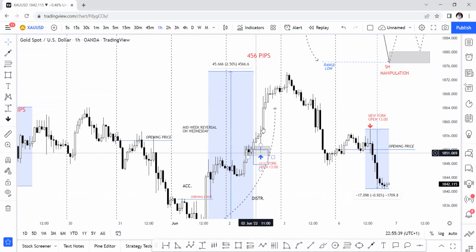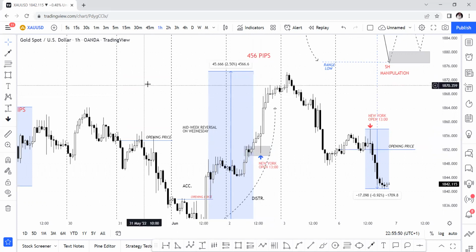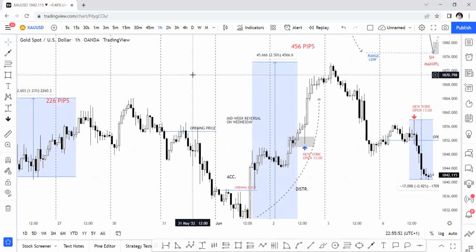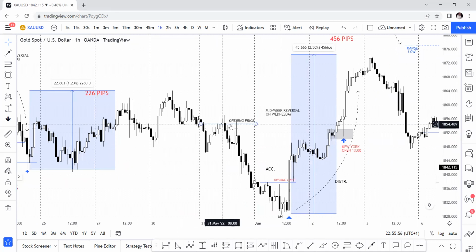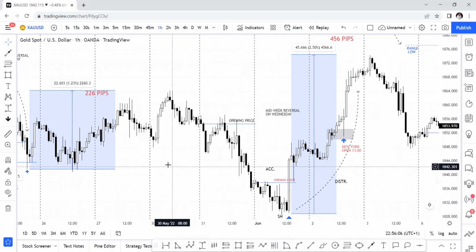Then on Thursday too, you see this place. This is a rally-based continuation pattern of demand. Then price on Thursday afternoon, which is 13 GMT, retraced back to it. So at the end of those 2 days, we have 456, right? So this is what I told you about. This is on Tuesday. The opening price got retested, and at exactly New York open, we have a push downward.